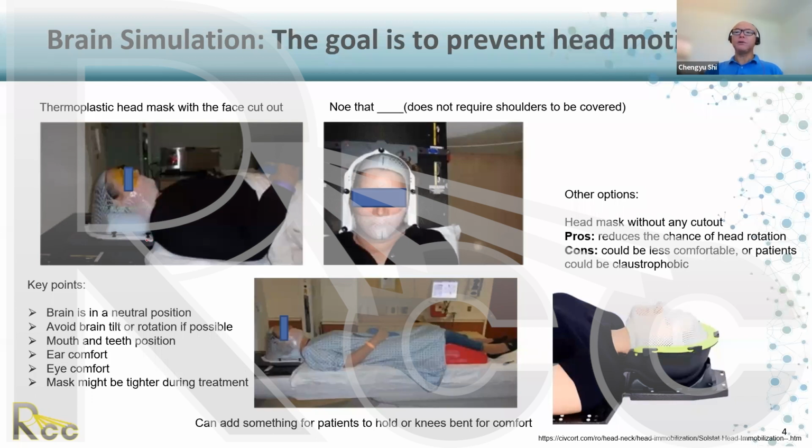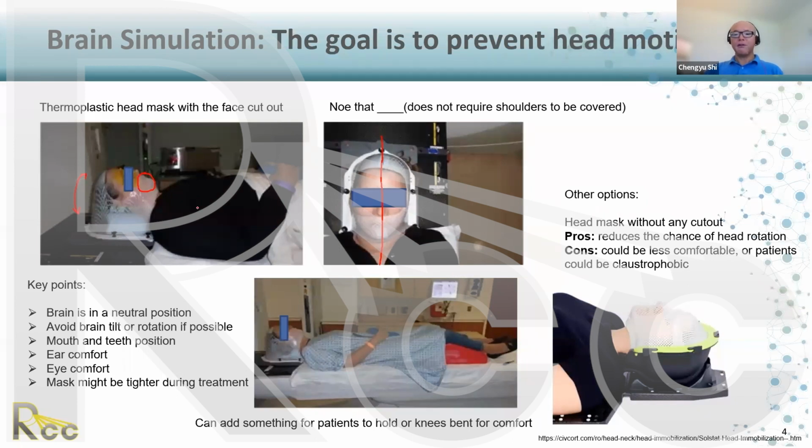Here, when you do the simulation, you want to check whether it's a good one or a bad one. The first thing you want to check is that the patient should be in a neutral position, like a straight line here. This patient is a little bit tilted actually, but probably the patient doesn't feel comfortable in the neutral position. We do have certain patients like that. Another is you try to avoid the patient's head tilted this way or that way. That really brings problems for the patient setup during treatment. And the mouth, chin and nose are very important also.